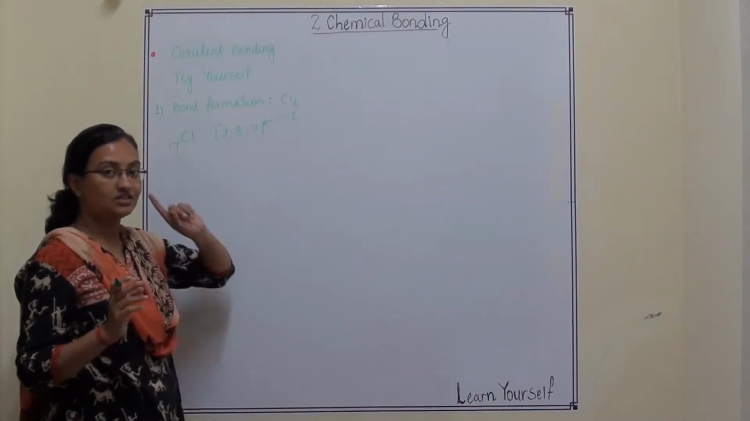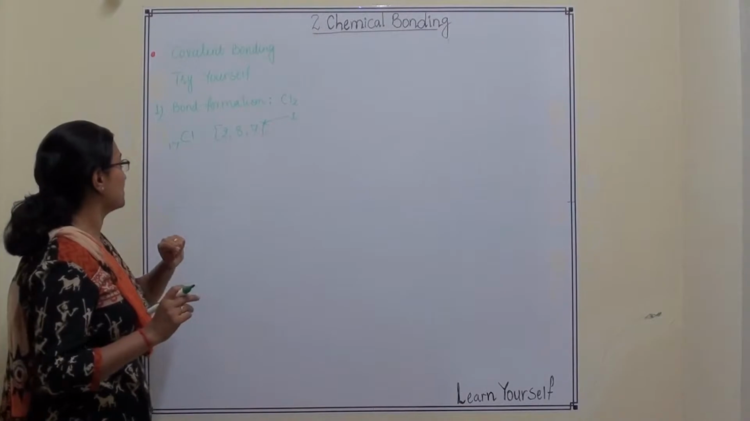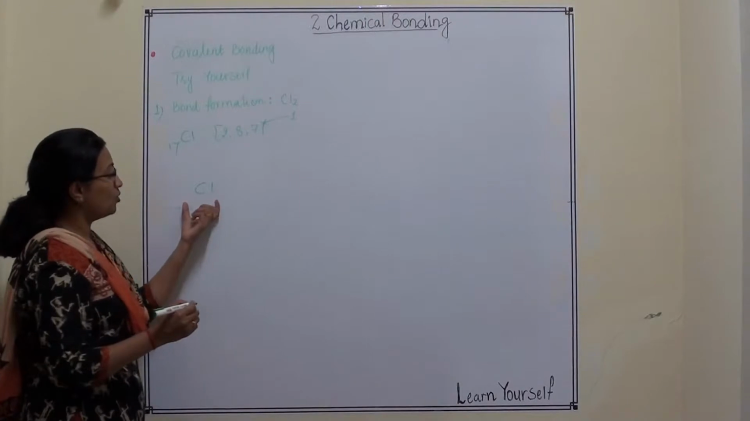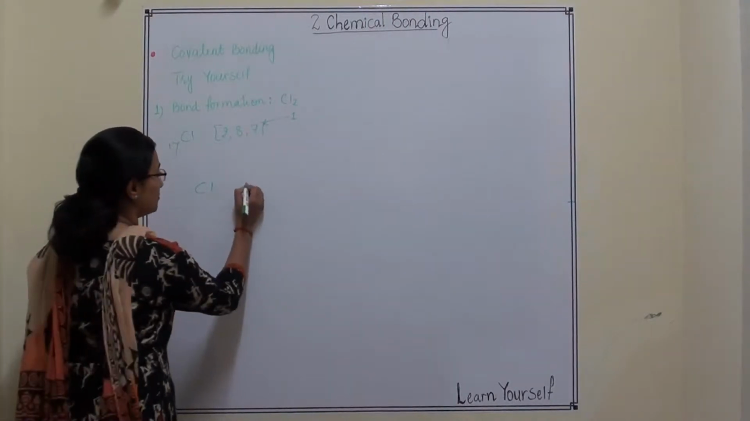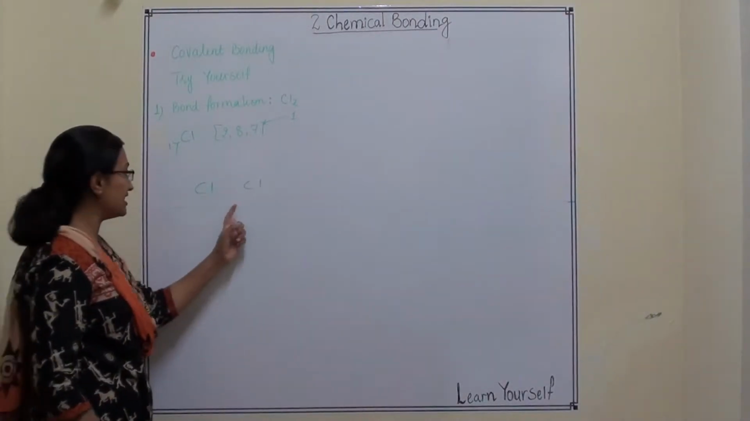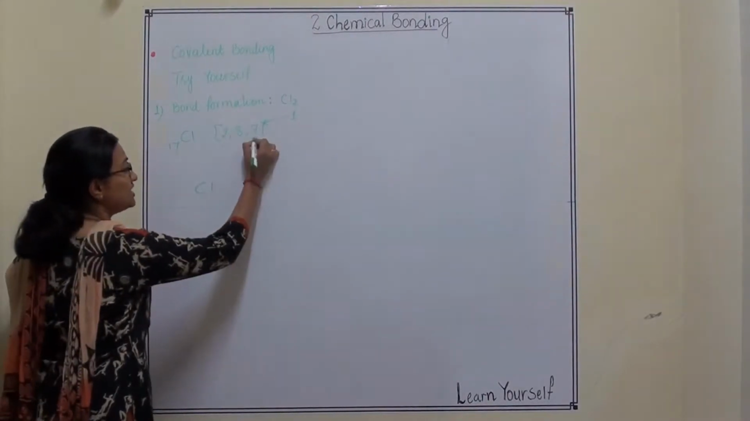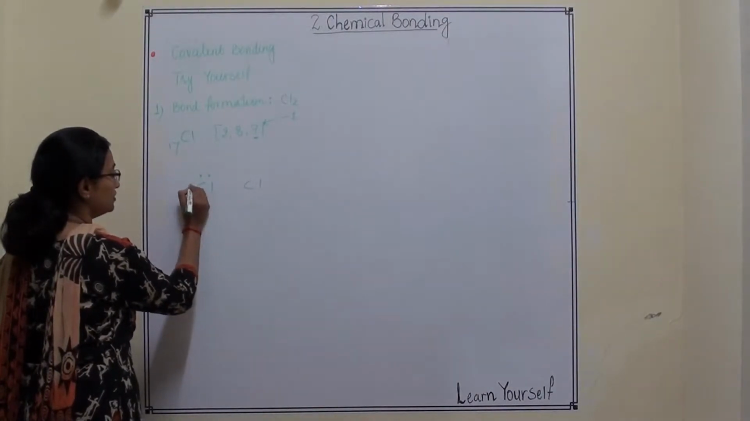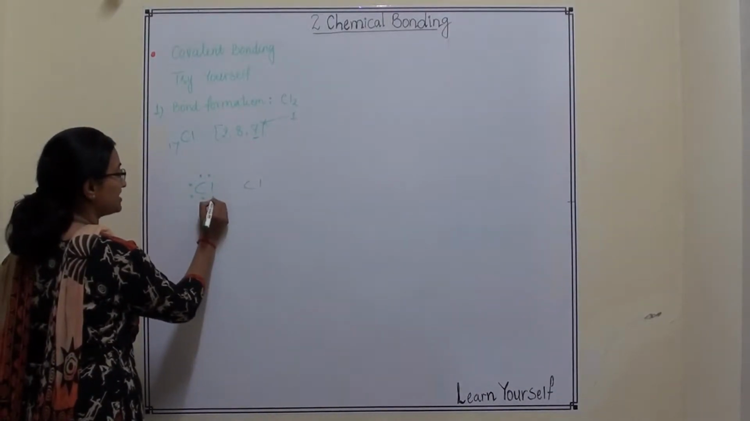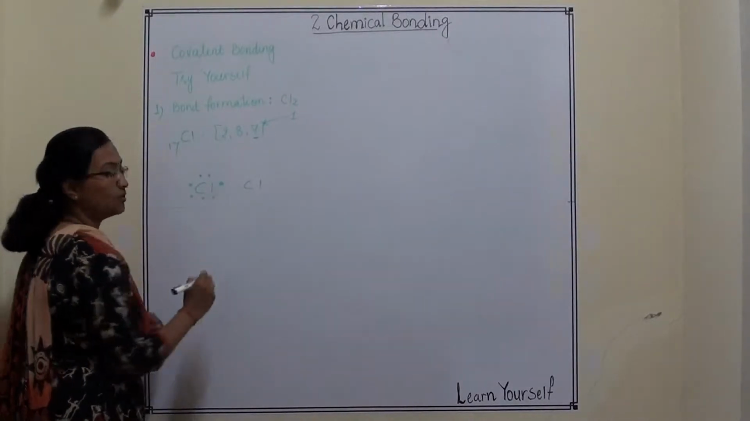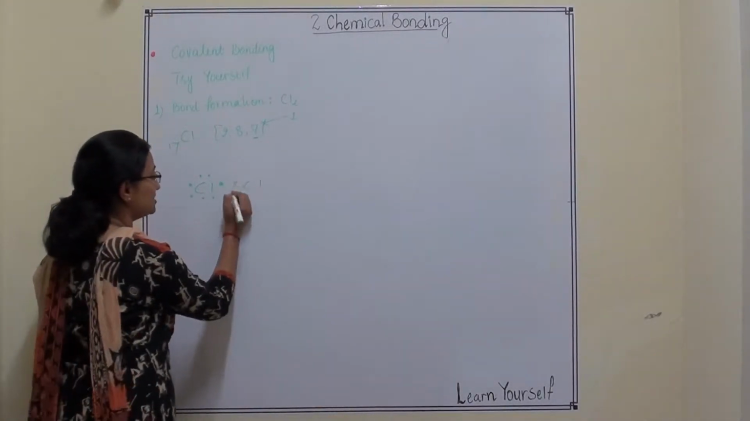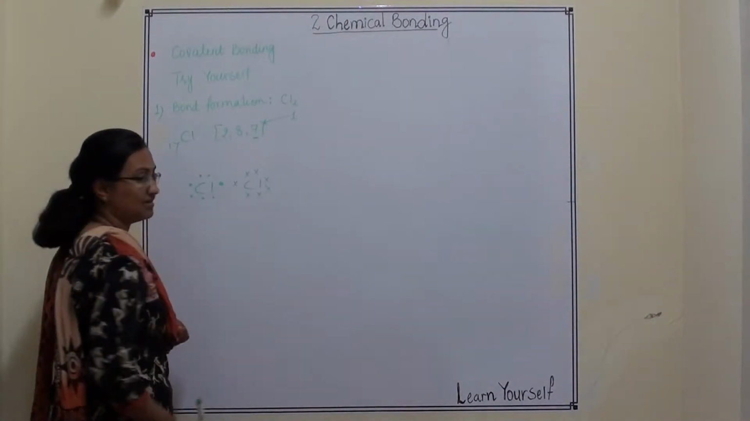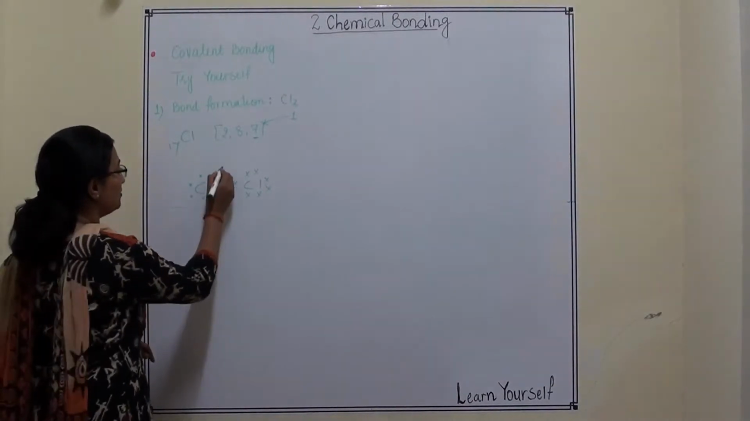But for that, it needs 1 electron. So when a chlorine forms a covalent bond with another chlorine atom, first we will write 2 chlorine atoms, then we will write only the 7 valence electrons. So here it will be 1, 2, 3, 4, 5 and 6. Here the 7th one will be in sharing. These are the electrons of another chlorine atom, 7. So these electrons will be shared.